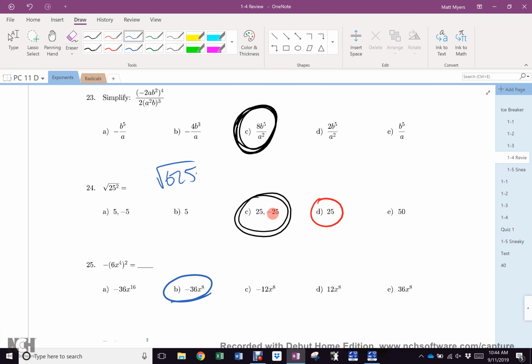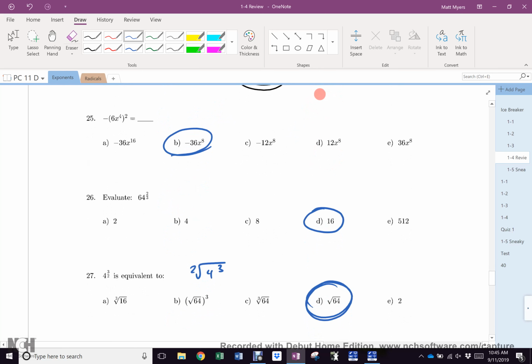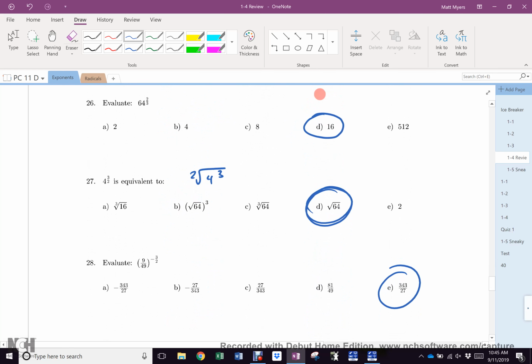23? Sure. So negative 2 to the 4th is positive 16. A4, B8 over 2, A6, B3. 16 divided by 2 is 8. 4 and 6, going to have a squared on the bottom. 8 and 3, I'm going to have b to the 5th on the top. 25, we got to 26 through 28.